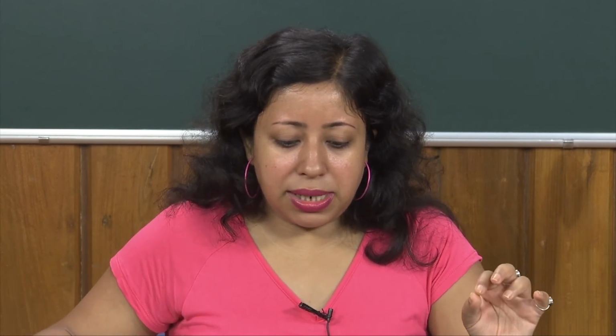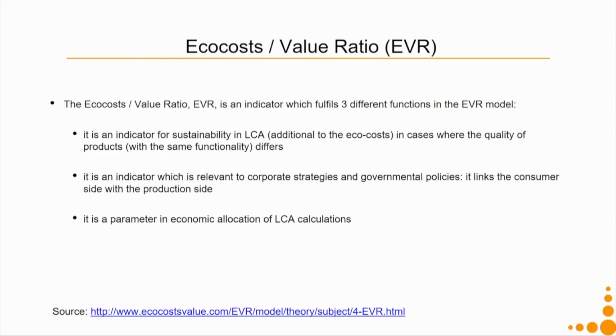Third, it is a parameter in economic allocation of LCA calculations. So, we can do it for shoes and jewelry per piece, but a better way is per euro, because they are products in which it is the value that a consumer attaches to them that makes them sell.